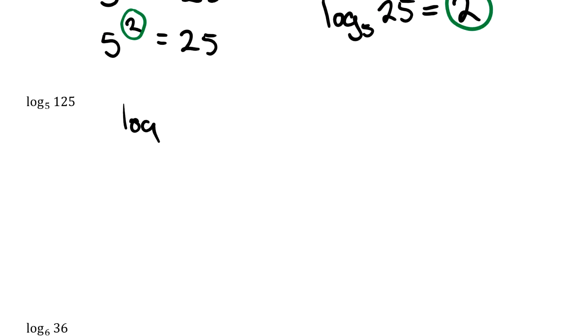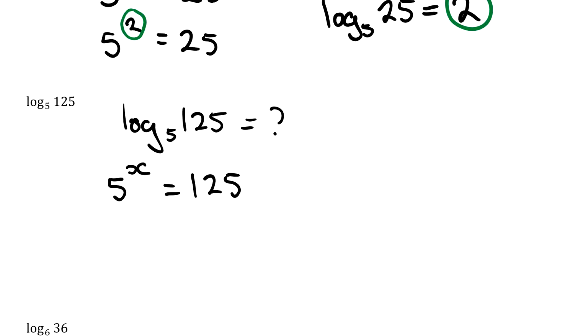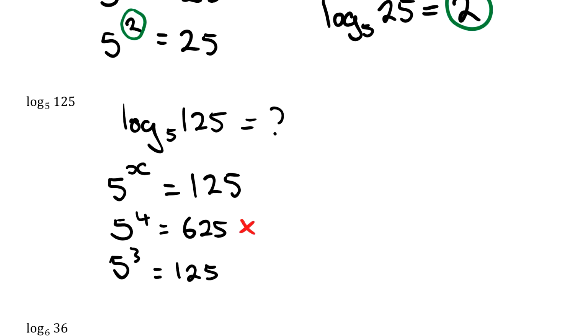We have log base 5 of 125. And we need to find what it equals. So essentially what we've got is 5 to the power of x equals 125. I know it's going to be bigger than 2 because we found 5 to the power of 2 is 25. So I could try 5 to the power of 4, which is 625. Now that's wrong. That's obviously too big. We want 125. So let's put a cross through that. The next thing I could try is obviously a smaller number, which is 3, which happens to be correct.